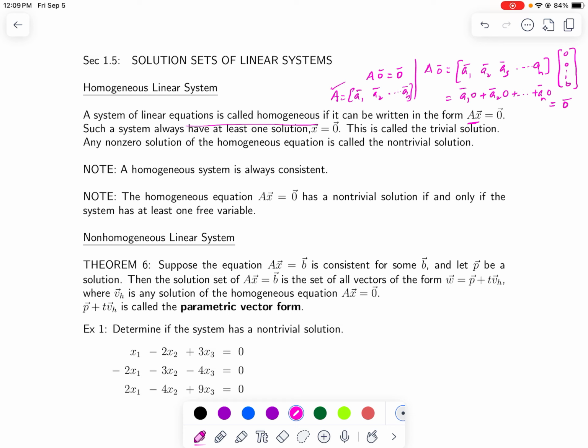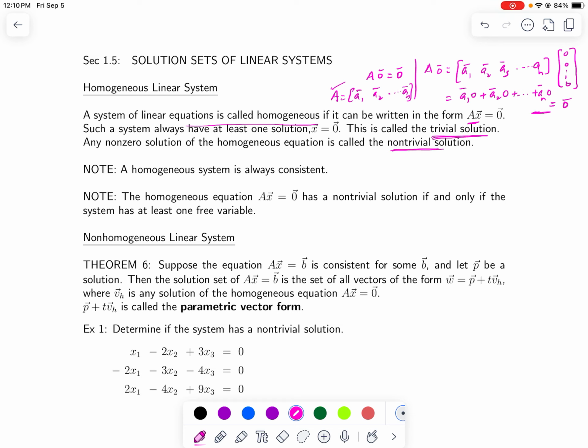Because you can see here, A can be written as vectors, the columns of A represent the vectors a1, a2, up to an. Then we multiply it with the 0 column vector and we end up getting a 0, as I have shown here. Now such a system will always have at least one solution, which is x equals 0. So a homogeneous system is always going to be consistent. Now this x equals 0 is called the trivial solution. Any non-zero solution of the homogeneous equation is called a non-trivial solution.